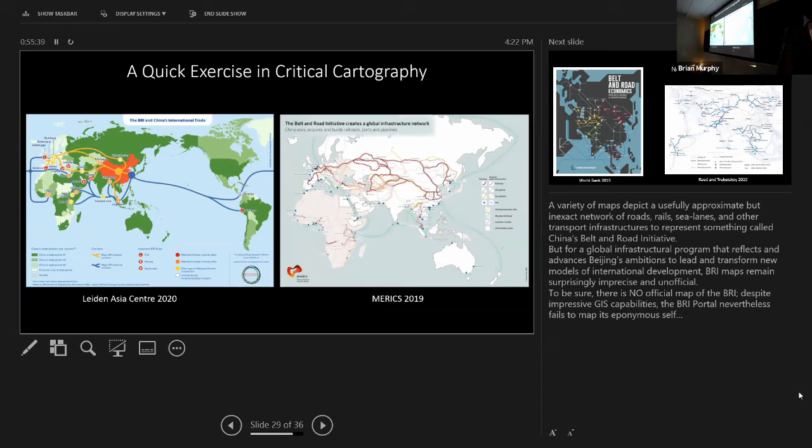So a variety of these maps, not just by Light in Asia Center and Merics, depict this usefully approximate but inexact network of roads and rails and sea lanes and other transport infrastructures to represent something called China's Belt and Road. But for a global infrastructure program that reflects and advances Beijing's ambitions to lead and transform new models of international development, BRI maps remain surprisingly imprecise and unofficial. In fact, there is no official map of the BRI. Despite impressive GIS capabilities, the Belt and Road portal, Beijing's own Belt and Road mouthpiece, fails to map its eponymous self.